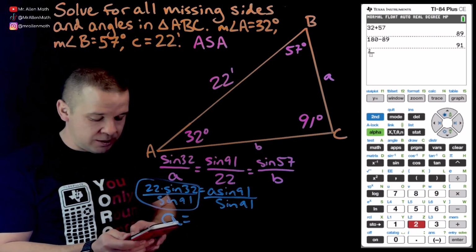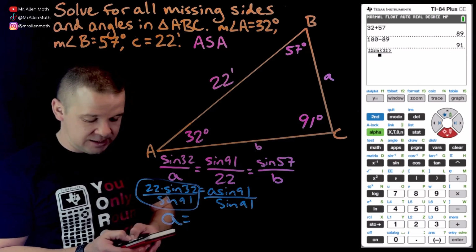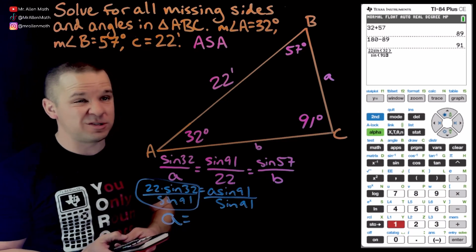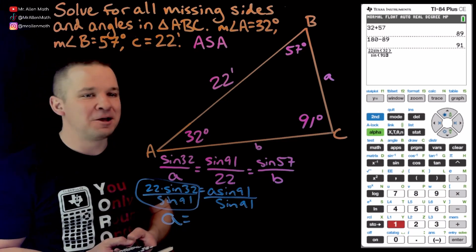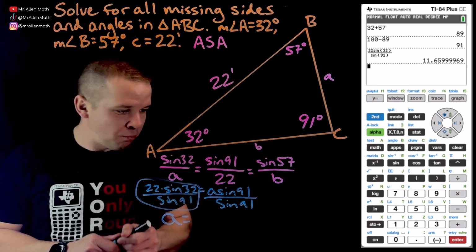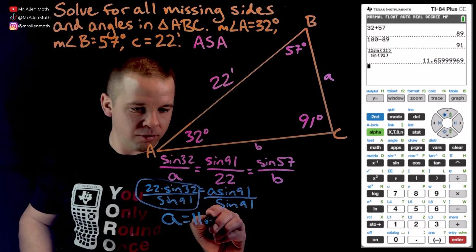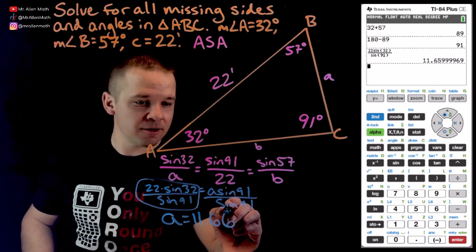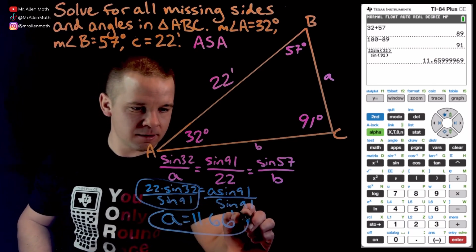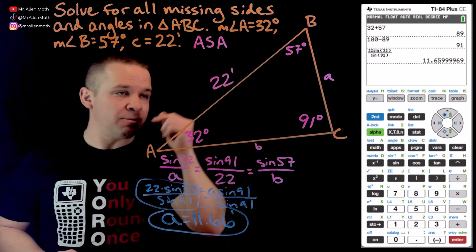And I'm just going to type in 22 sine of 32. Arrow down, I got sine of 91. Almost a right triangle. That would have been kind of funny if I accidentally did that. All right. And there we go. We got 11.659999. So 11.66 feet. So that's side a. Boom. And then we've got our side b that we need to get as well.